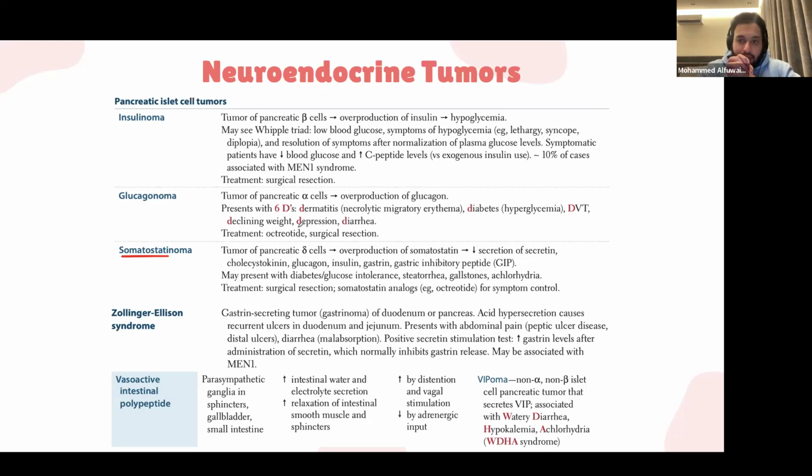Tamam. The other cell tumor is glucagonoma. From the name, what hormone is secreted? Glucagon, okay? What type of cells secrete glucagon? Alpha cells, okay? Alpha cells secrete glucagon. Tamam. The most important keywords to remember: hyperglycemia, which is diabetes, and very important, which will always be given to you in a case, is something called necrolytic migratory erythema.